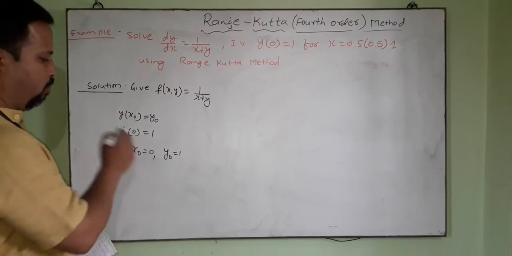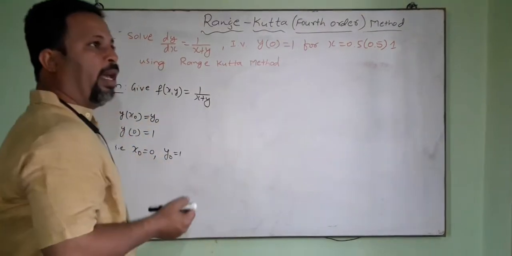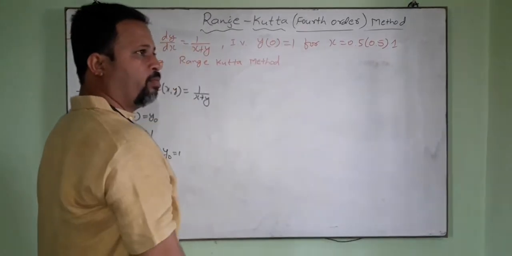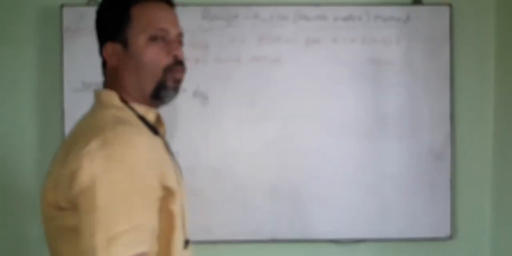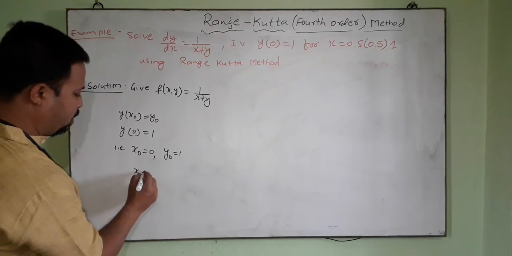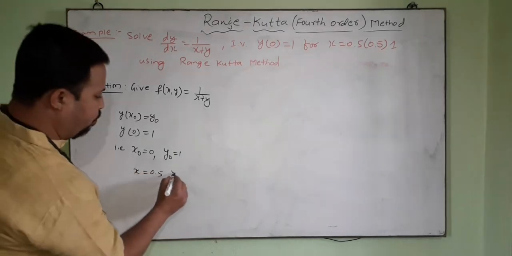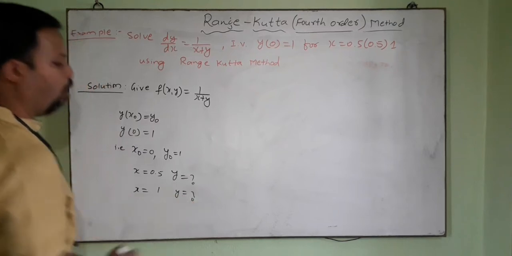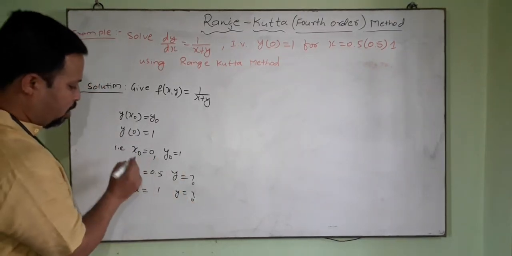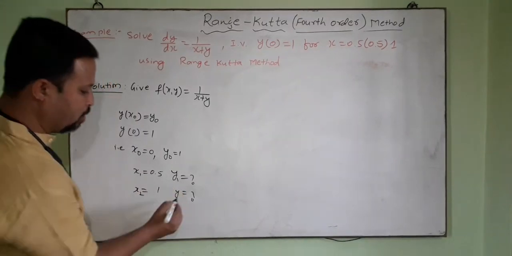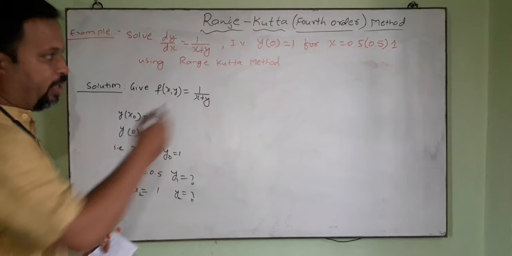Now we have to find at the point x1, that is x1 is 0.5 and 1. So at x is equal to 0.5, what is the y value? And at x is equal to 1, what is the value of y? We have to find these two things here. That means I can say this is x1 and this is x2, and this is y1 and y2. So I'll show this by using a table.